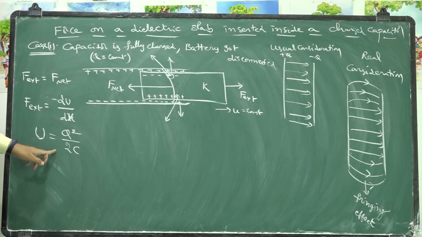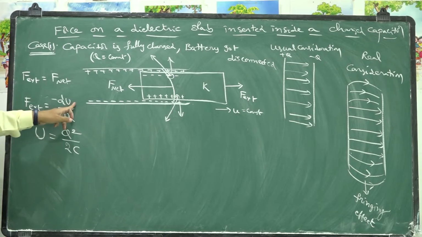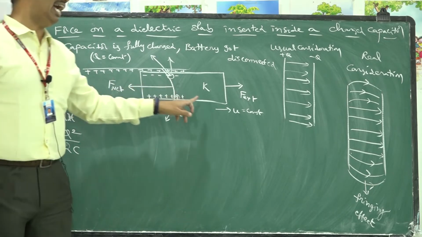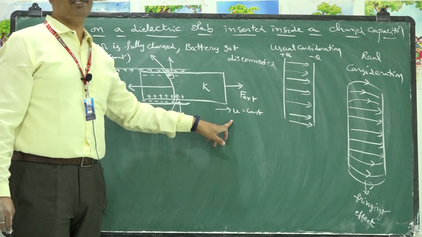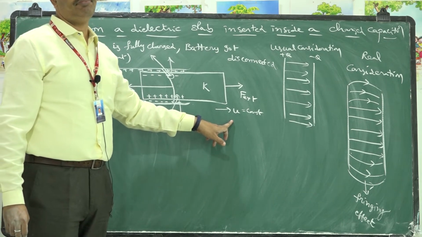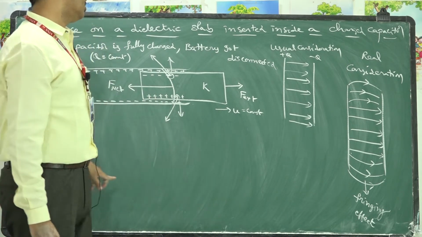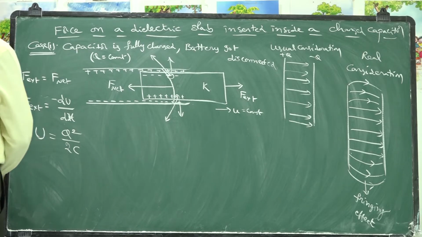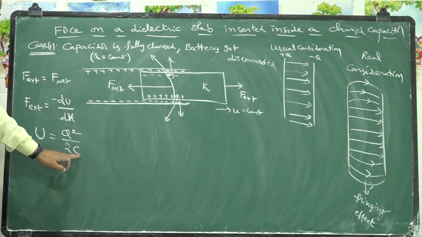By differentiating the potential energy, you will get the external force. The external force must be equal to the net inward force to keep the dielectric moving with almost constant speed. So how to calculate? First of all, we should know about the capacitance of this.